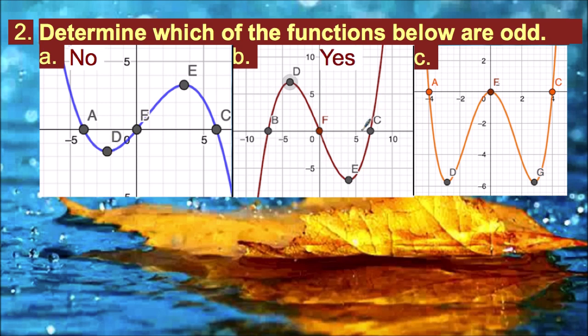B, however, is symmetric over the origin. D and E are perfectly symmetric with respect to the origin. C is not an odd function. There is no symmetry with respect to the origin, and we can see that the symmetry present here is actually with respect to the y-axis, so we can tell it's an even function.